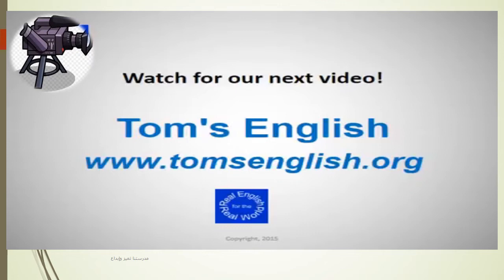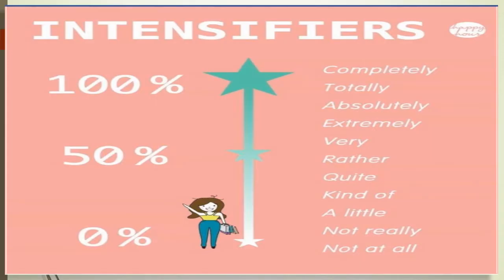Okay, everyone. So after watching this video, what do you think it is talking about? Yes, intensifiers like very, rarely, quite, especially. So we call them intensifiers. So what are the intensifiers here? These are some examples of intensifiers, from 100%: completely, totally, absolutely, extremely. This means 100% you are sure about this one. We use it very, very strong.